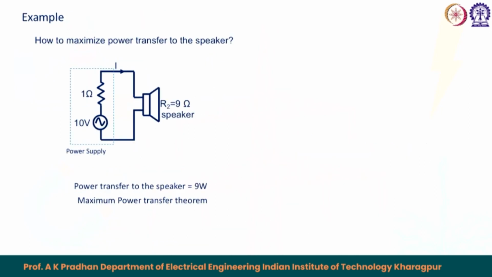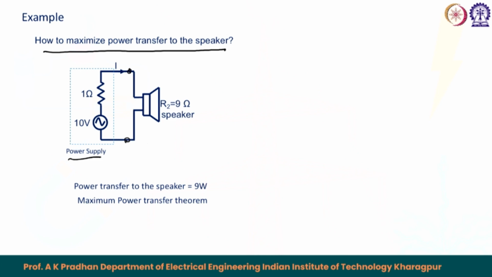Now, we will see an example. The challenge is in a system like this, where we have a power supply and a speaker connected to the power supply. The power supply has a 10 volt open circuit voltage and 1 ohm internal resistance, and this is connected to a speaker. The challenge is how to maximize the power transport to the speaker.